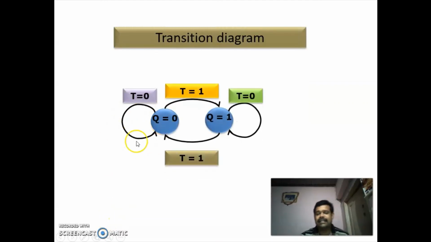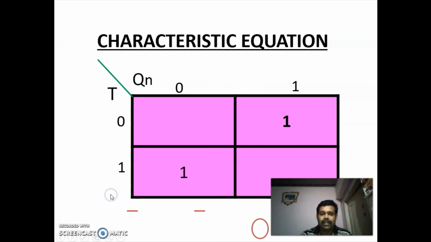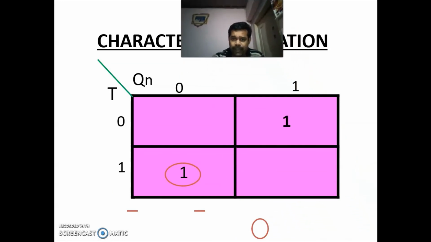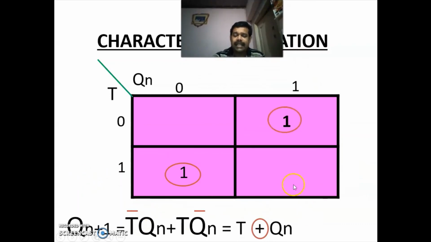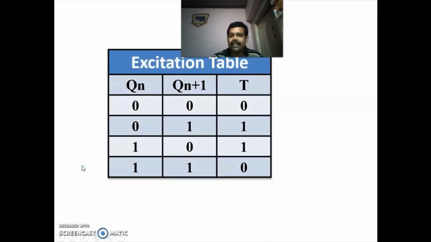Next, this is a transition diagram. Then the characteristic equation. For Q of n plus 1, you look at the column of Q of n plus 1 and plot it. So this is the characteristic equation. Here we can't group because we don't have any adjacent ones. So we have grouped individually, and this expression is similar to the expression of XOR. So we write it as T XOR Qn. Next is the excitation table.